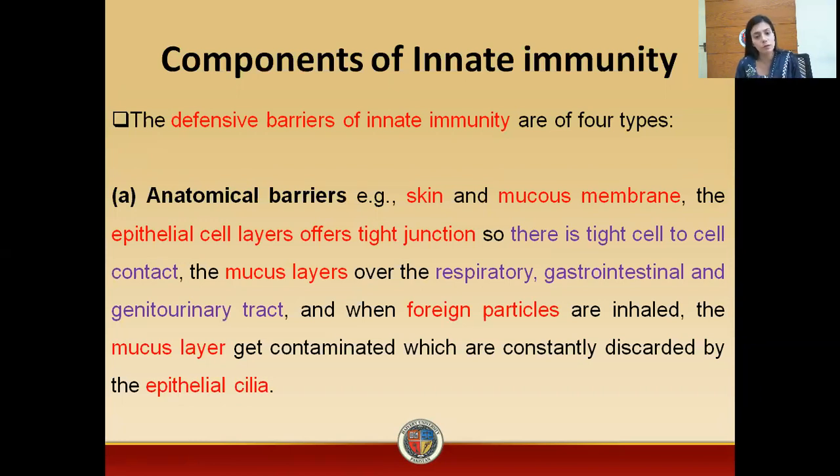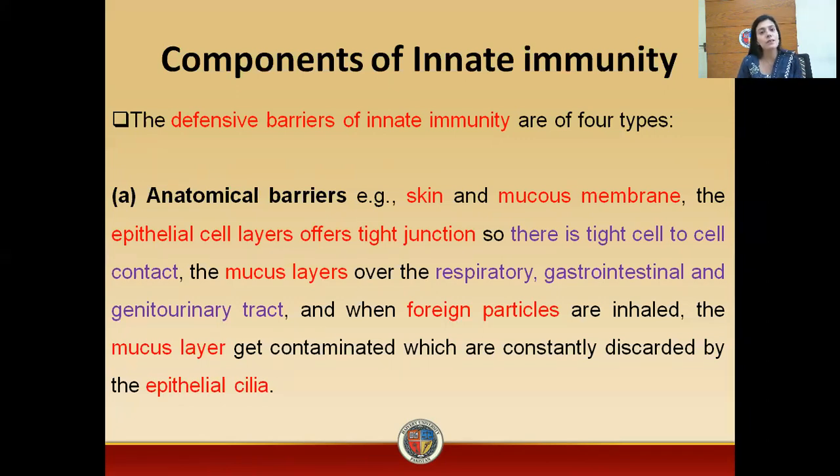Now what are the components of this innate immunity? There are different components. The first one is the anatomical barriers, that is your skin, your mucosa or mucous membrane, the epithelial cell layers. Epithelial cells are tightly united to one another, so they provide resistance against the foreign agents so that they may not enter your body. The mucous layers over the respiratory, gastrointestinal and genitourinary tracts are also part of the innate immunity.